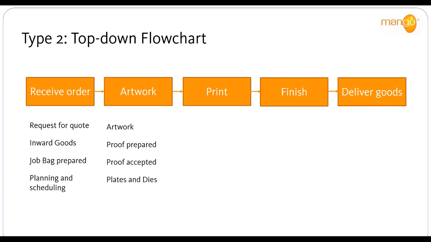The second stage, the artwork is done, a proof is prepared, and a proof is accepted. So they create a mock of the label, they send it away to the client, and the client accepts it. And from that acceptance, they then create some plates and some dies, and they specify what the label is going to be.